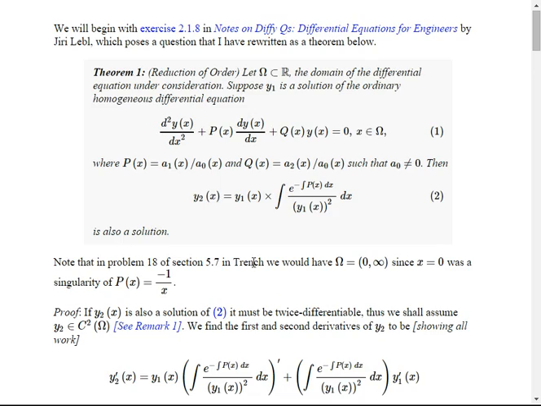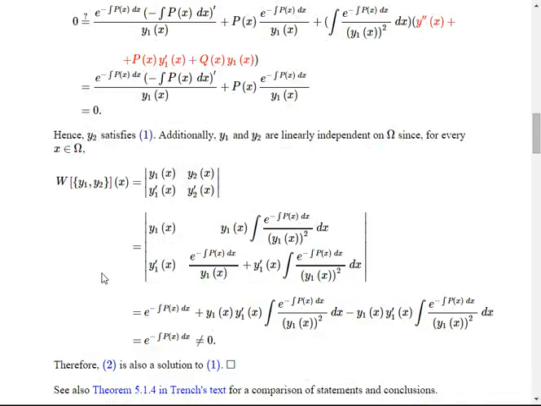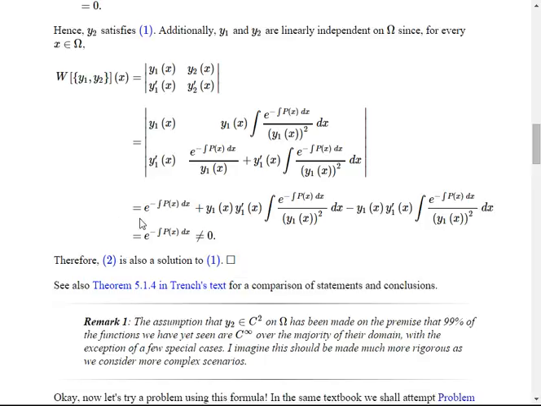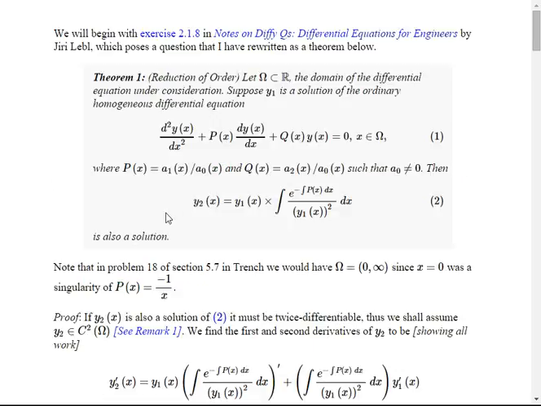Now our task is to show that y2 and y1 are in fact linearly independent, and we can do that with this tool called the Wronskian. By putting our functions in there and their first derivatives, which we solved for earlier, and taking the determinant, we see that the two terms here at the end cancel, and we're left with an exponential, which is never zero, at least for real numbers. So they are indeed linearly independent, and therefore this y2 is a solution to the differential equation in addition to y1.